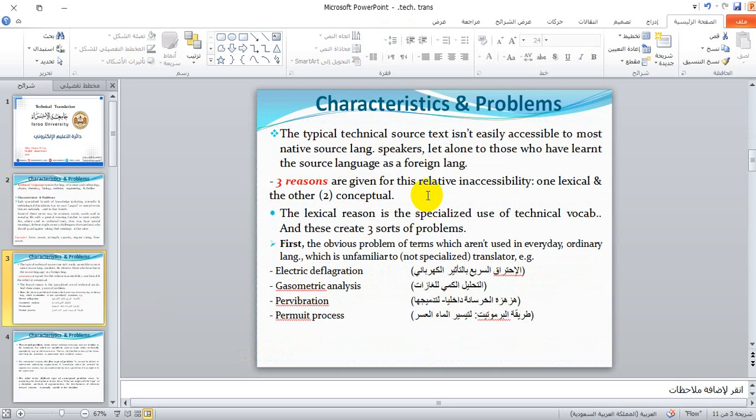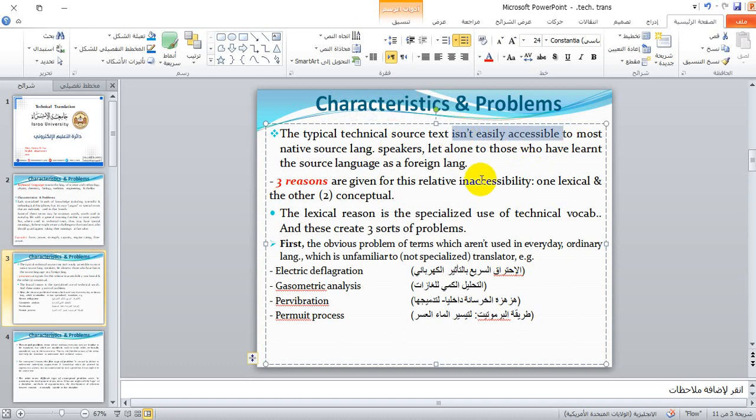Another characteristic of technical text is that the typical technical source text isn't easily accessible to most native source language speakers, let alone to those who have learned the source language as a foreign language. We have three reasons for this relative inaccessibility. One of these reasons is lexical, and the other two are conceptual. The first, lexical reason is the specialized use of technical vocabulary, and this creates three types of problems.